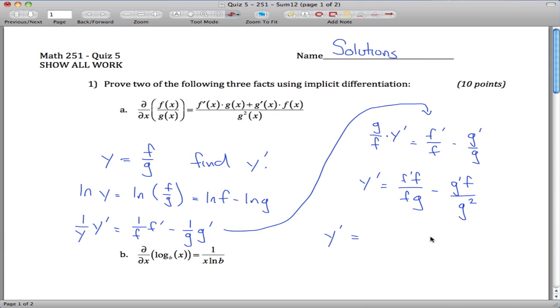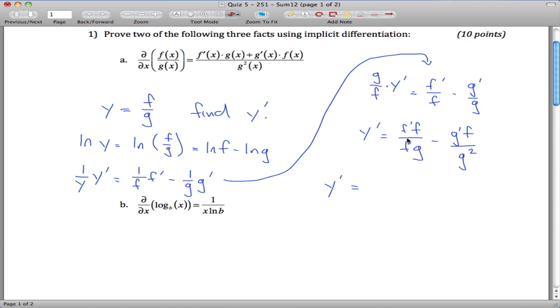And hopefully this mess right here is equal to the quotient rule. See, I think it is. We can cancel out these two f's right here and get f prime divided by g minus g prime f over g squared, which we can then make, kind of running out of room here, the quotient rule by finding a common denominator. Multiply this by g over g, and what you'll get is f prime g minus g prime f, and they both have the common denominator of g squared here.